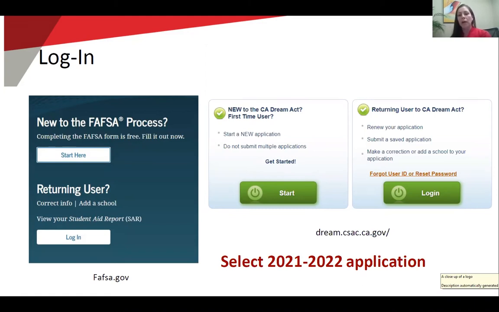You will be required to enter first name, last name, date of birth, zip code, and email address. All this information has to match the data that is on the CADAA application. If your application is found, you will be prompted to answer the security questions to reset the ID or password. If you can't remember this information or it's not pulling up, you can call the California Student Aid Commission to help.